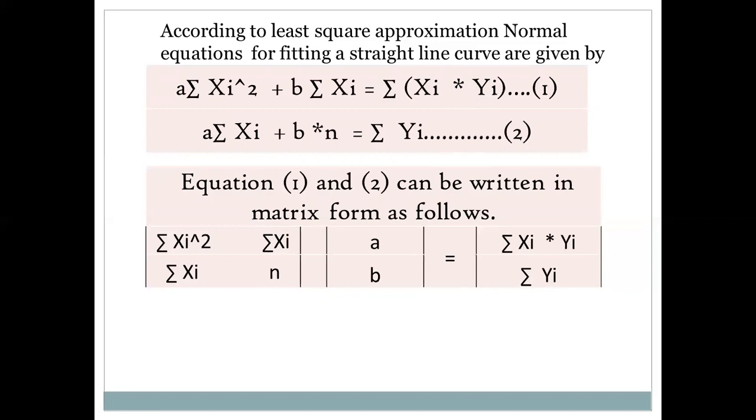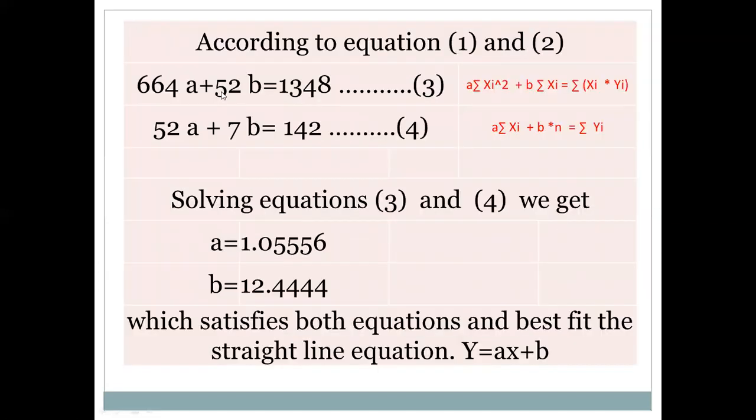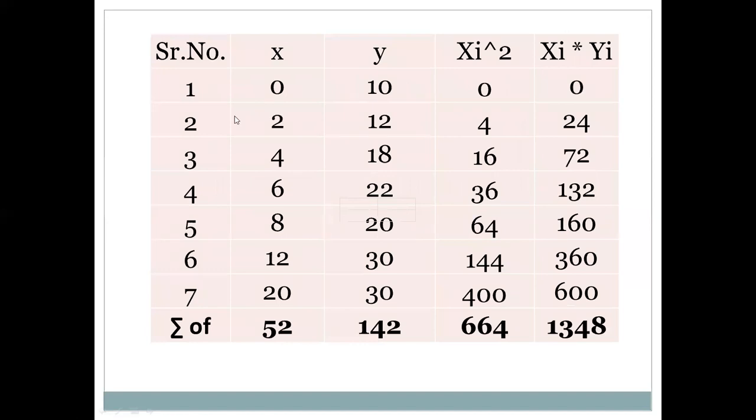For solving the normal equations to fit a straight line, it is necessary to calculate the sum of xi values, sum of yi values, sum of xi square values, and sum of xi and yi. So as per requirement, from the given data point table, we will calculate here sum of x, sum of y, sum of xi square and sum of xi into yi.